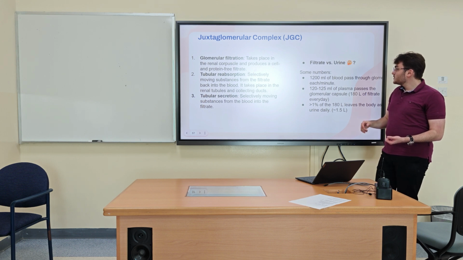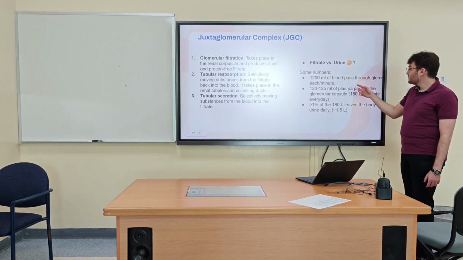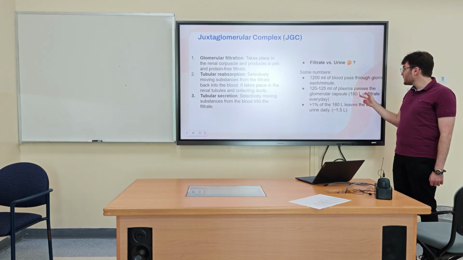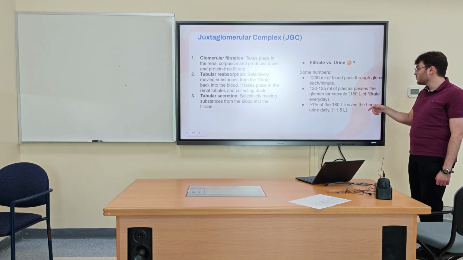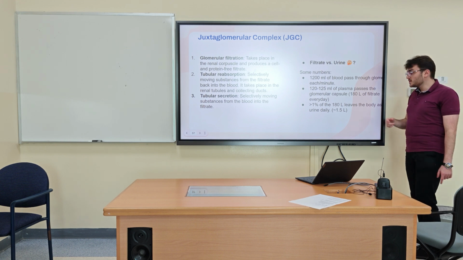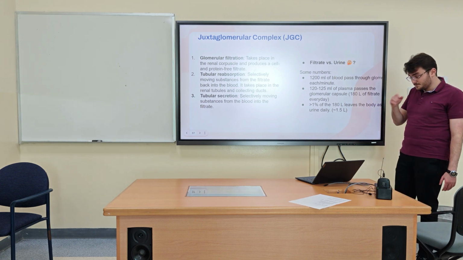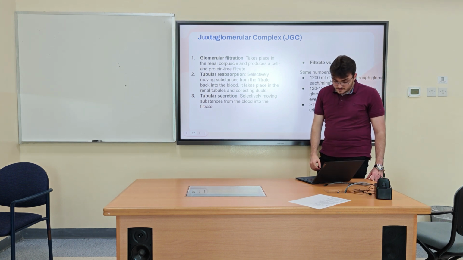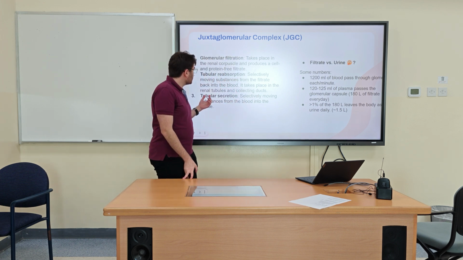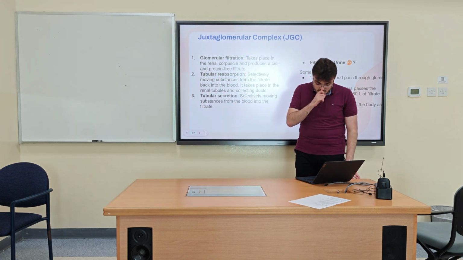Okay. So let's have some numbers just for your knowledge. About 1.2 liters of blood pass through the glomeruli each minute, and about 100 to 125 milliliters of plasma passes through the glomerular capsule. So that daily it's about 180 liters of filtrate. And of that 180 liters of filtrate, only 1.5 leaves the body as urine. So most of it is reabsorbed. Things that are reabsorbed are generally like glucose, amino acids, and other substances, and 99% of the water. And yeah, that's it, I guess.